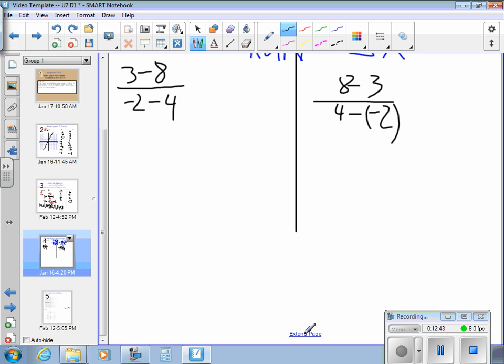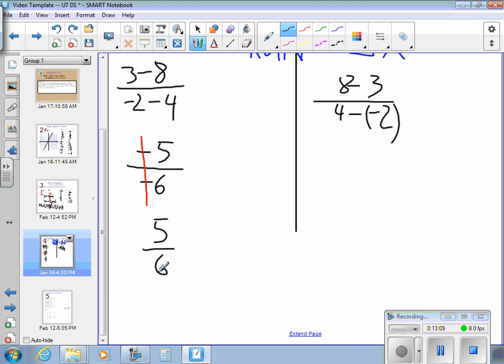So I'm going to do the one on the left here first. Well, 3 minus 8 gives me a negative 5. And negative 2 minus 4 gives me a negative 6. The negatives are going to cancel each other out, leaving me with 5 over 6 for my slope.